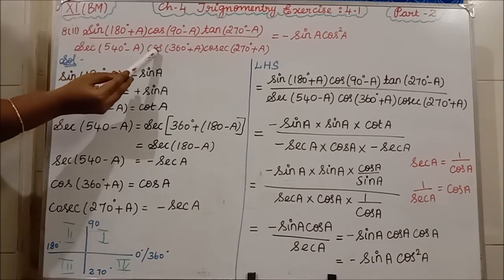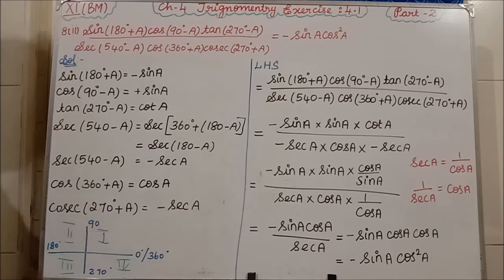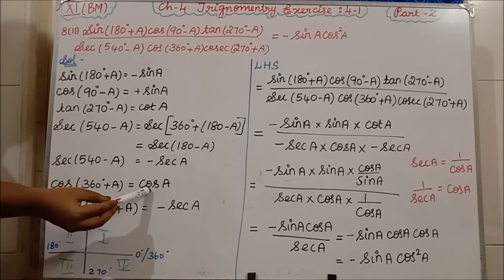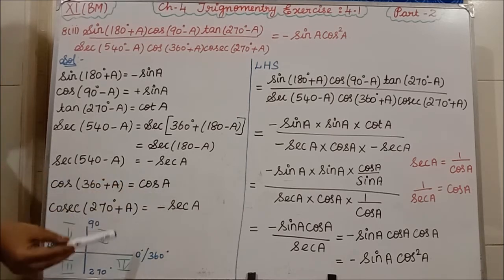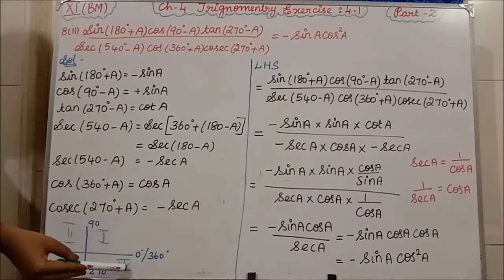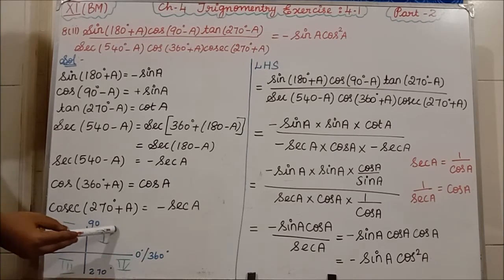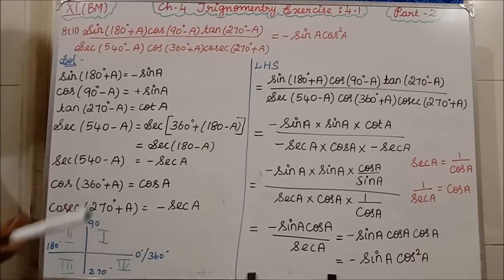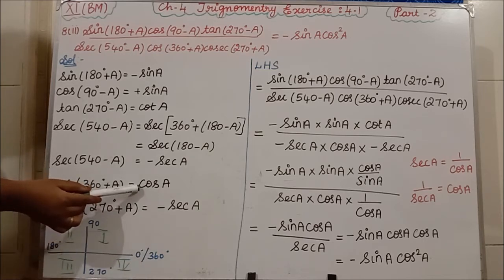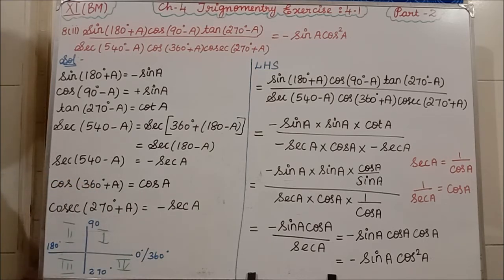Clear? The next one is cos 360 degree plus A. They themselves have given 360 degree, so you should not change the trigonometric ratio. Here cos means the same cos only. Here also you have to write A. 360 degree plus A means it will come in the first quadrant. In first quadrant all are positive. So here also positive sign.